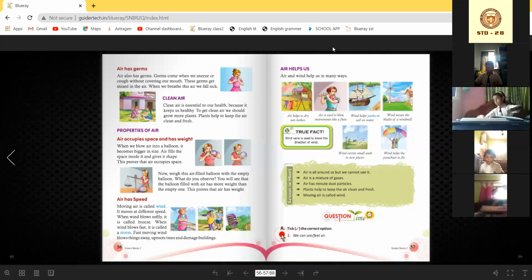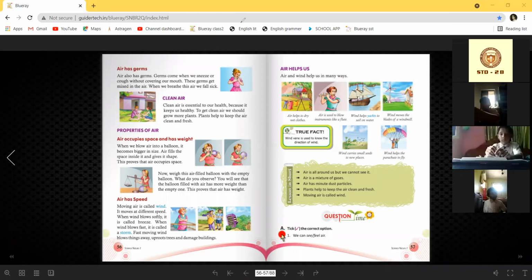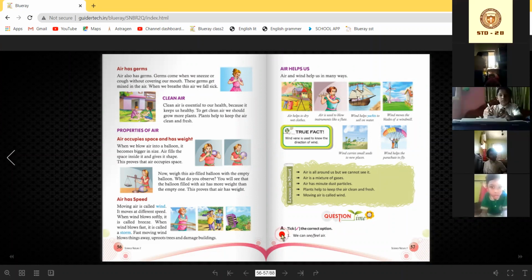Open page 57 and solve the book's exercise questions with me. You can also solve in the book. Just take a pencil but don't use pen. Okay. Now, one minute. I am going to unmute you all, but don't start shouting. If you need to give me the answer, you have to tell me politely, softly. Okay, question number 1. We can see or feel air.